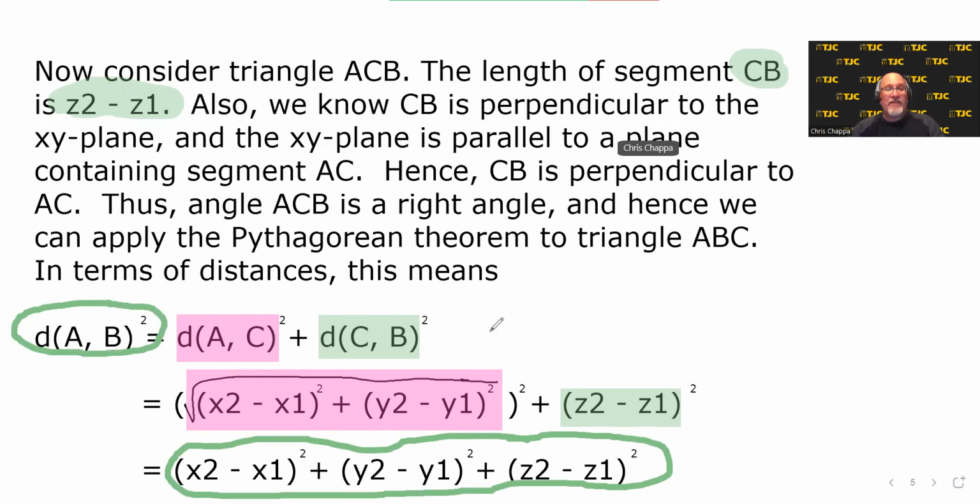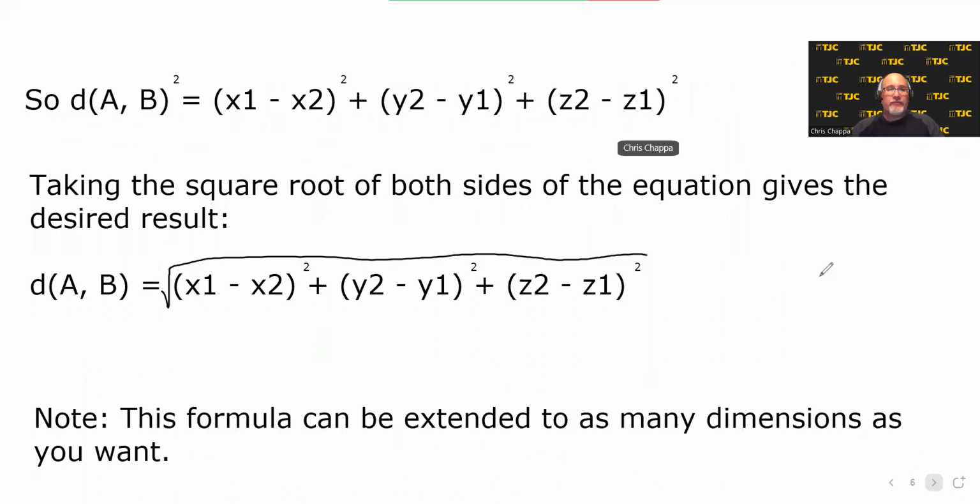And now all we got to do to find the distance from A to B is to take the square root of both sides. And we get that. This formula can be extended to as many dimensions as you want. I thought about just doing some examples, but you're in Calculus 3. If you can't plug numbers into this formula and simplify the square root, we need to have a talk.